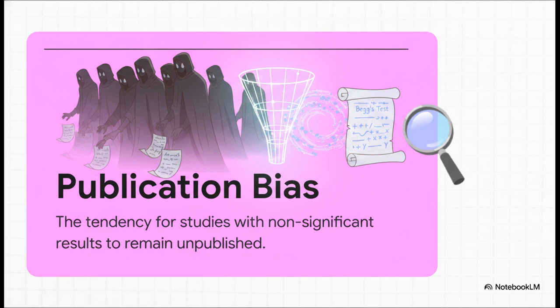This is the somewhat unfortunate reality that studies with non-significant or, let's say, boring results often just remain unpublished. They end up in a drawer somewhere. If we only analyze published data, our results are going to be artificially skewed towards successful interventions. So we test for this graphically using what's called a funnel plot or statistically using Begg's test, basically looking for missing data points that suggest those unpublished negative trials are hiding in the shadows.